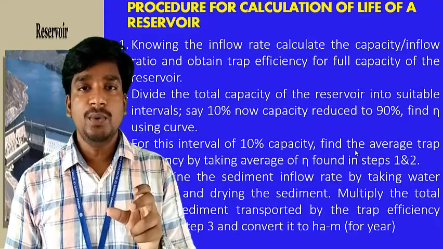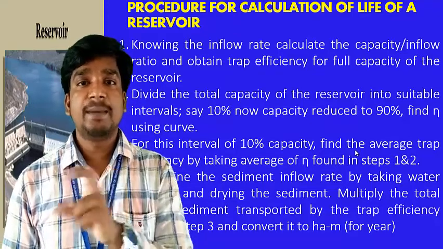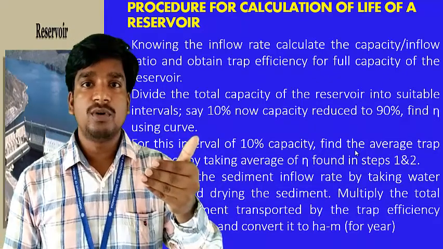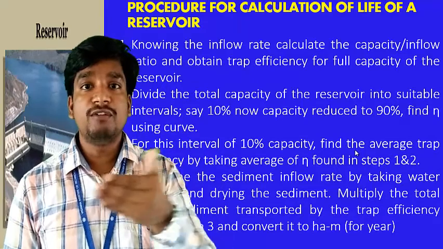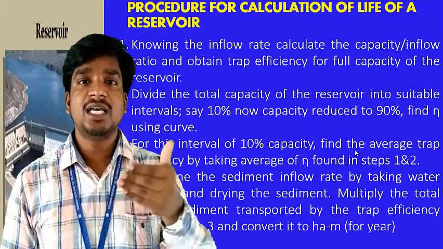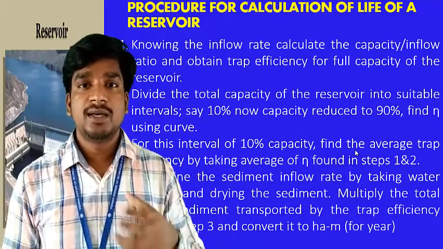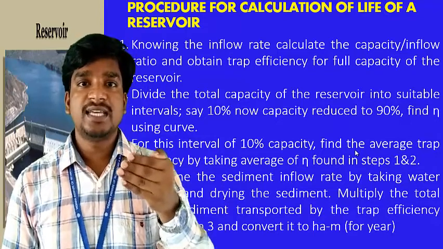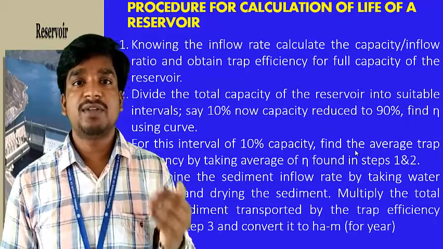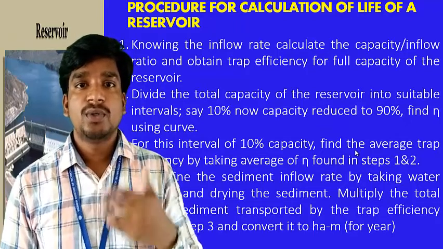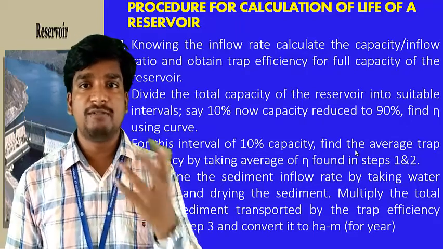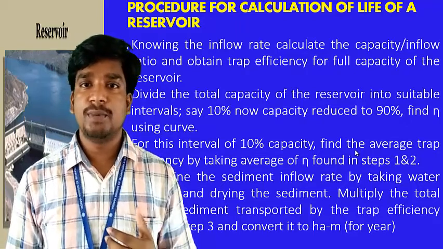Now we need to multiply whatever the quantity of sediment is there, and convert it into hectometers by dividing by the specific weight of the sediment. So whatever the inflow rate is there is divided with this, and after that we need to convert that into hectometers, volumetric units. So let us assume we have converted this into hectometers, volumetric units.